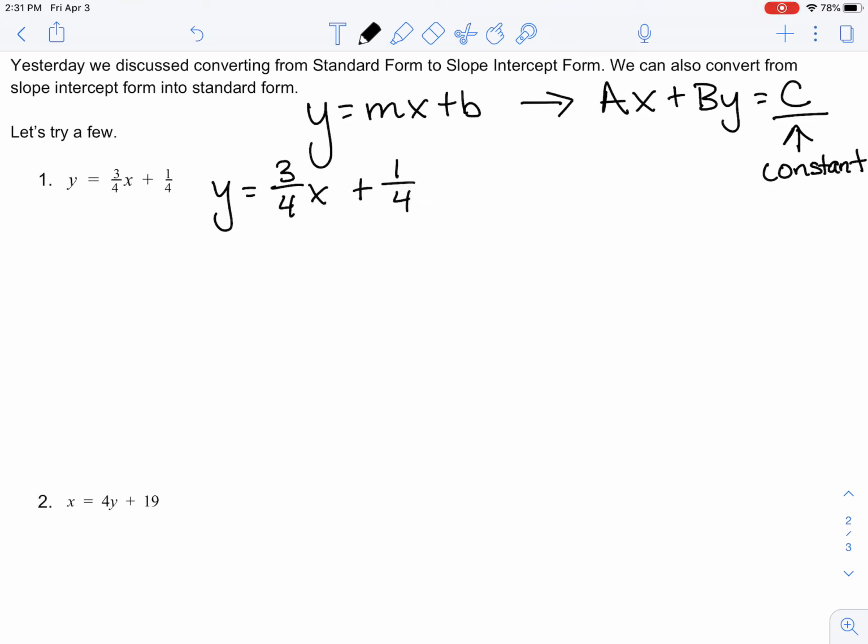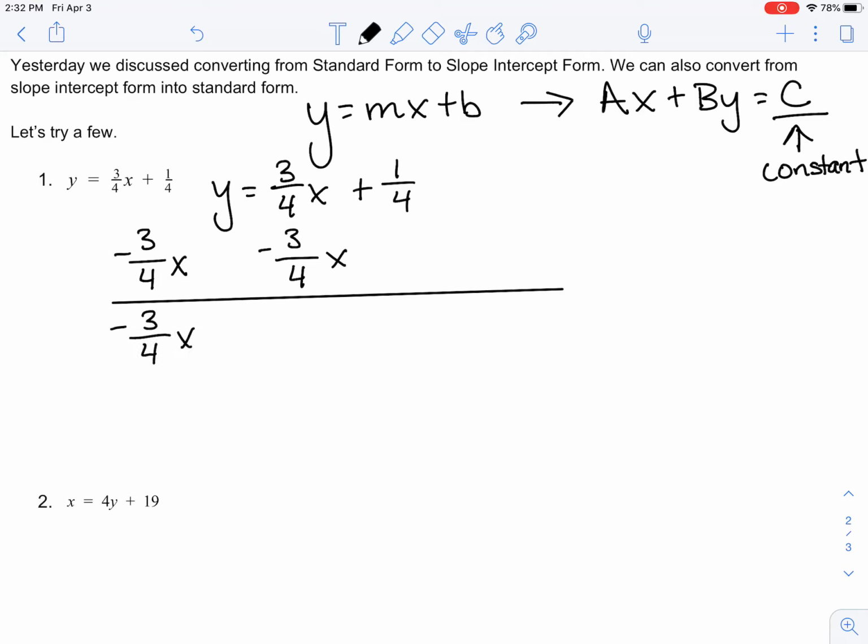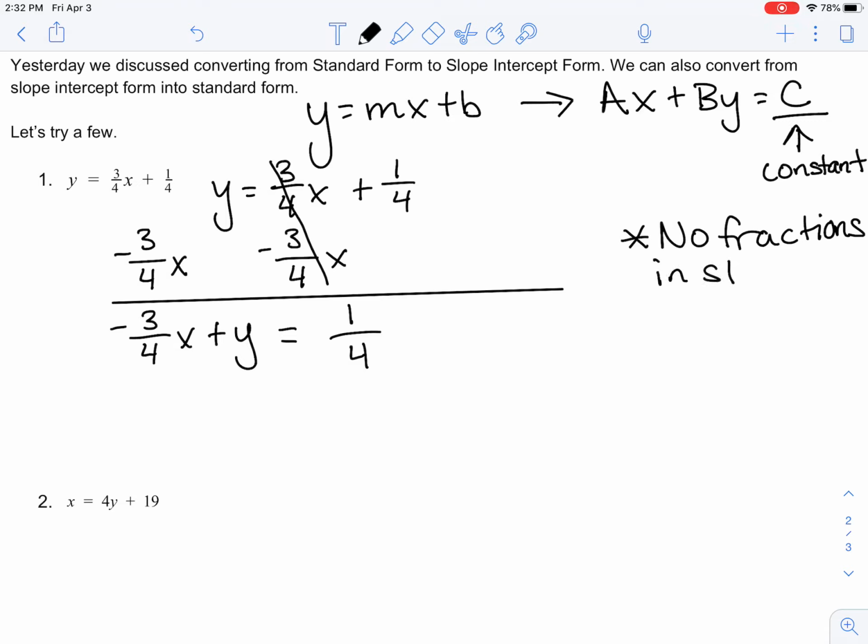So our first step, we want to get our x back with its friend. So we're going to subtract the 3/4 x from both sides. Notice I have it off to the side again, and that's because x and y are not like terms. So I'll have negative 3/4 x plus y equals, these cancel, 1/4. There's a special rule with standard form, and that is that there cannot be any fractions. No fractions in standard form.